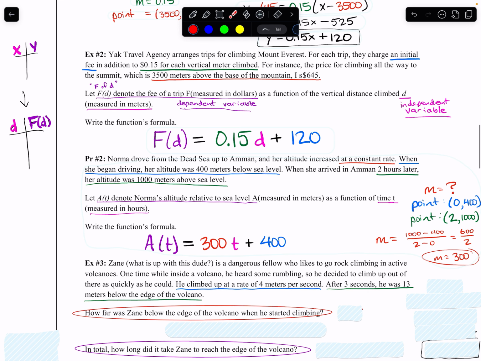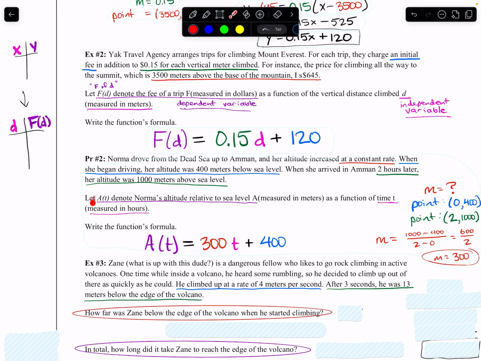All right. So we have a word problem about Norma, who drove from the Dead Sea up to Amman. Her altitude was increasing at a constant rate. That's our slope. This blue part here is a given point. That's also our y-intercept because x is 0. So you could have thought of that as b equals 400. And then we were also given this green part here. It's another point, 2 comma 1,000. In 2 hours, her altitude was 1,000 meters above sea level.